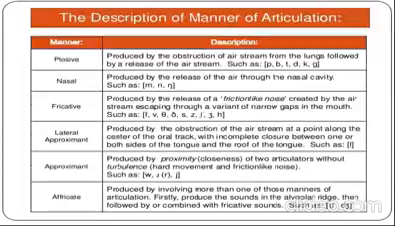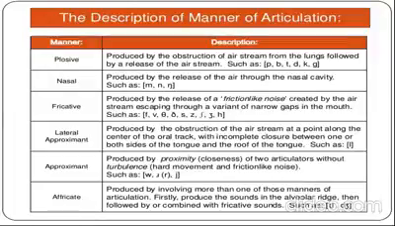Now, here is the summary of the manner of articulation. First one is plosive, produced by the obstruction of the air stream from the lungs followed by a release of the air stream, such as pa, ba, ta, da, ka, ga. Nasal, produced by the release of the air through the nasal cavity, such as ma, na, engma. Fricative, produced by the release of a friction-like noise created by the air stream escaping through a narrow gap in the mouth, such as fa, va, tha, tha, sa, za, sha, zha, ha.